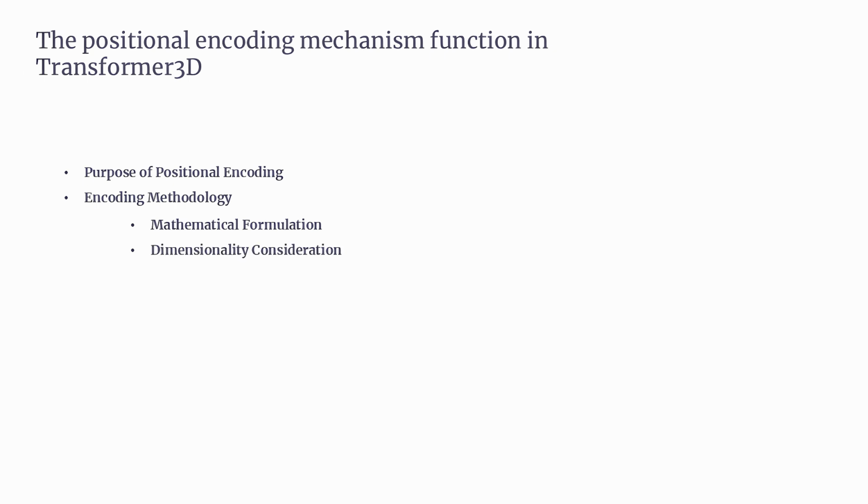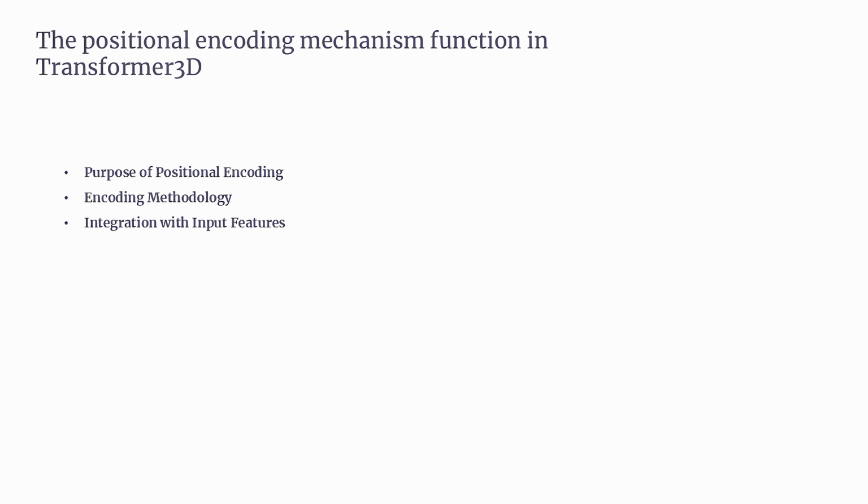2. Dimensionality consideration. Unlike the 1D positional encoding for sequential data in standard transformers, Transformer 3D must account for 3 dimensions. This means the positional encodings are directly linked to the coordinates of the points in 3D space, which helps the model differentiate between points based on their exact positions.